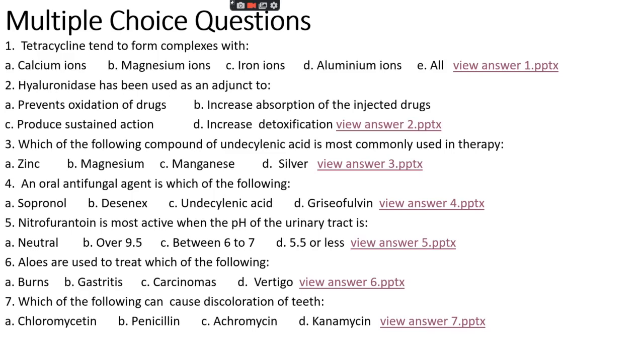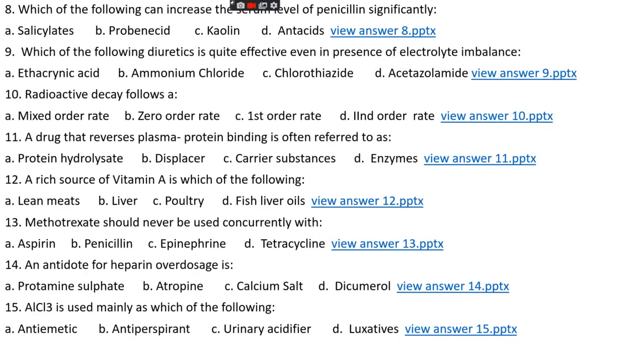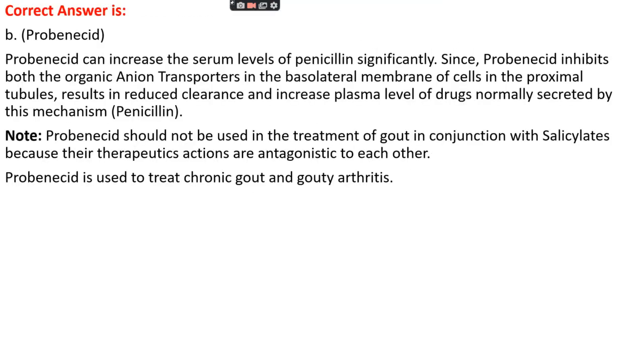Okay. Question number eight. Which of the following can increase the serum level of penicillin significantly? Option A, salicylate; option B, probenecid; option C, kaolin; option D, antacid. The right answer is option B, that is probenecid.